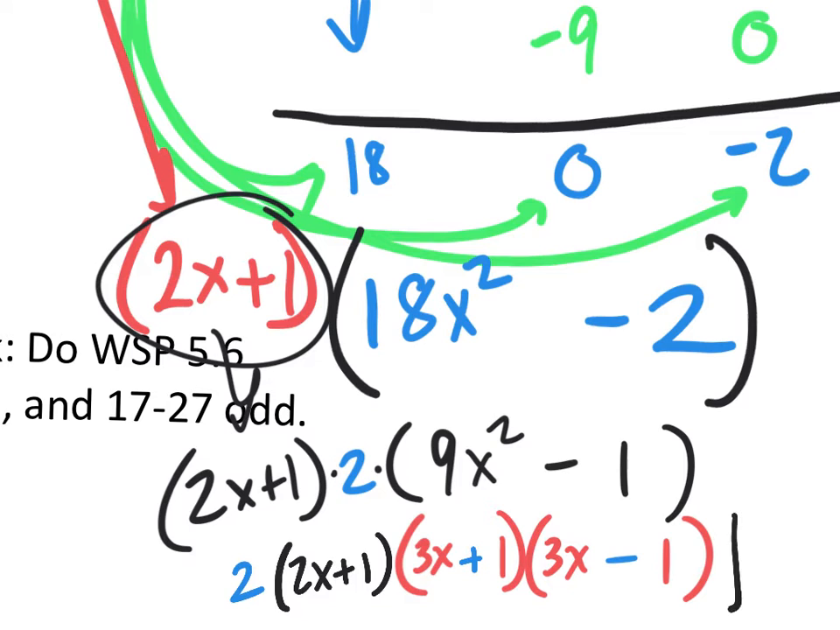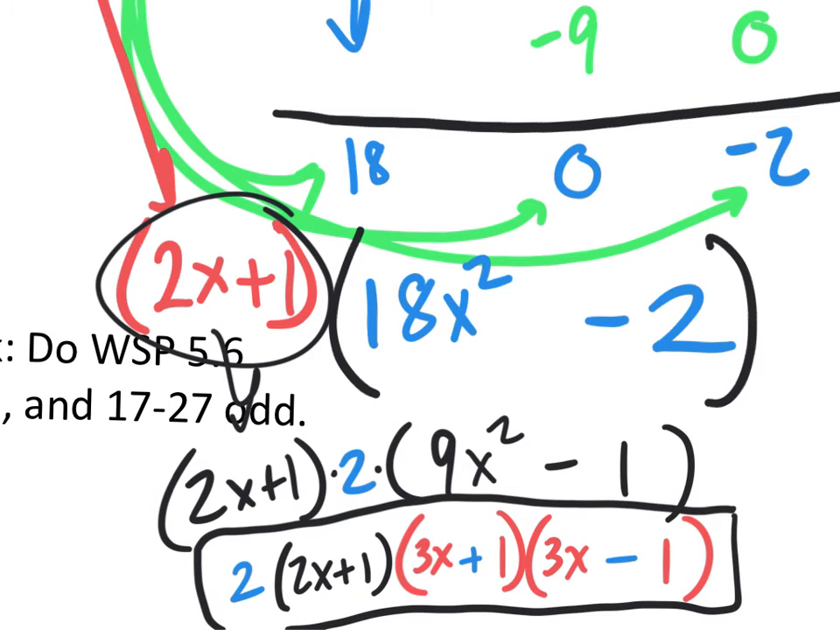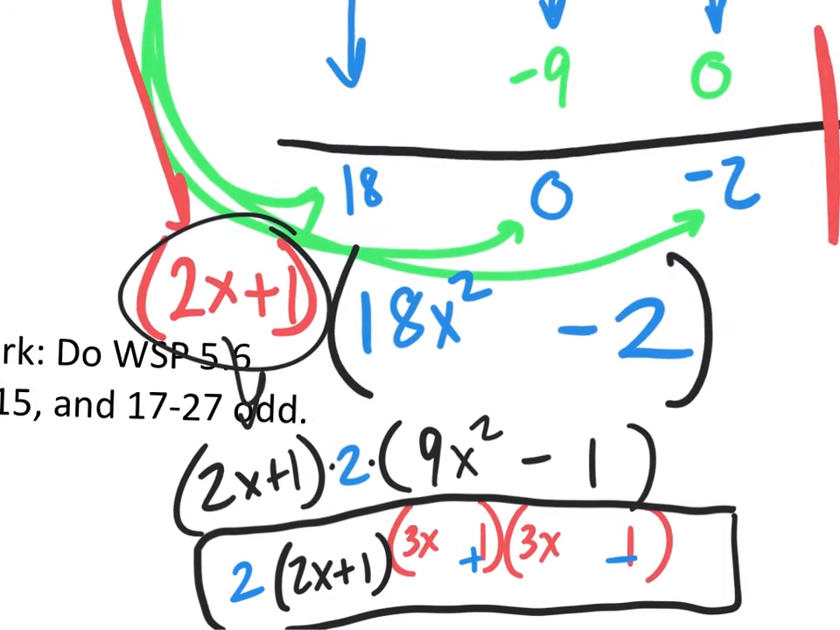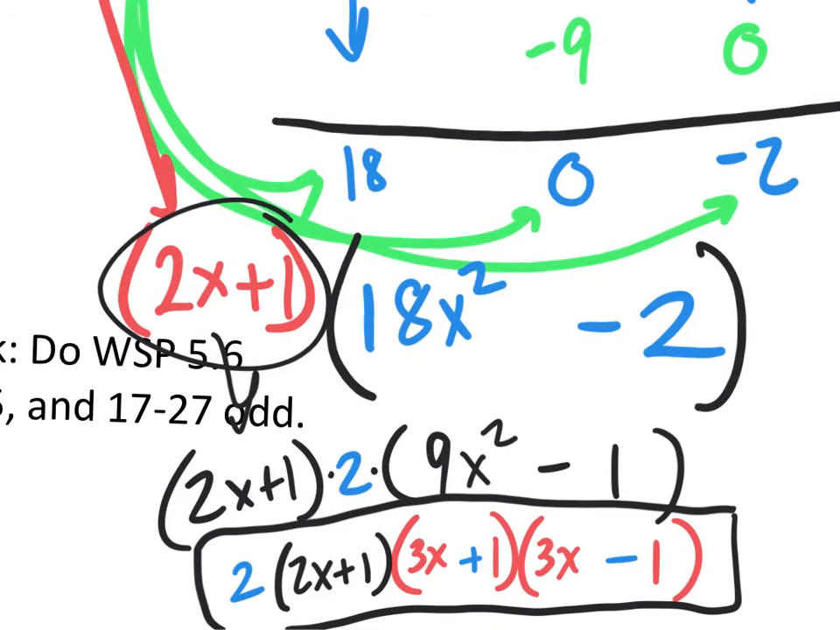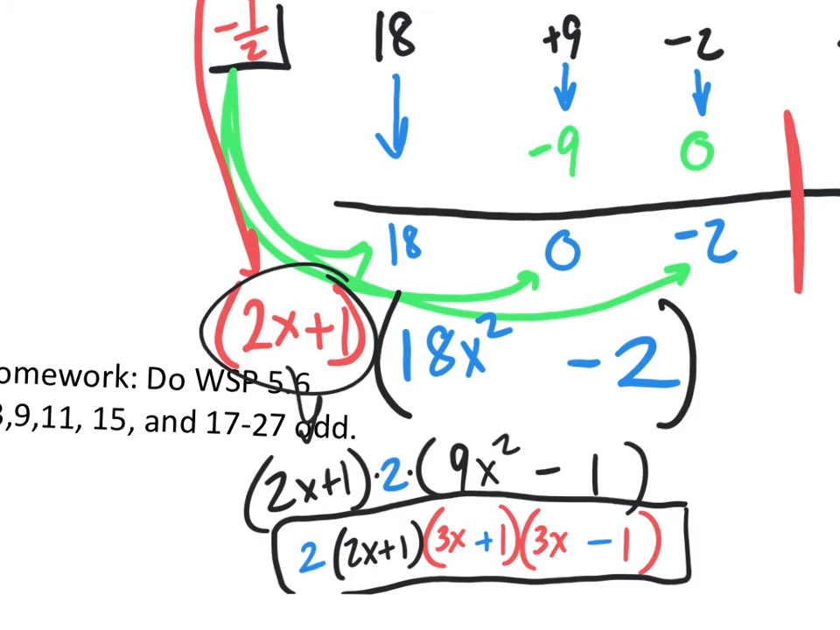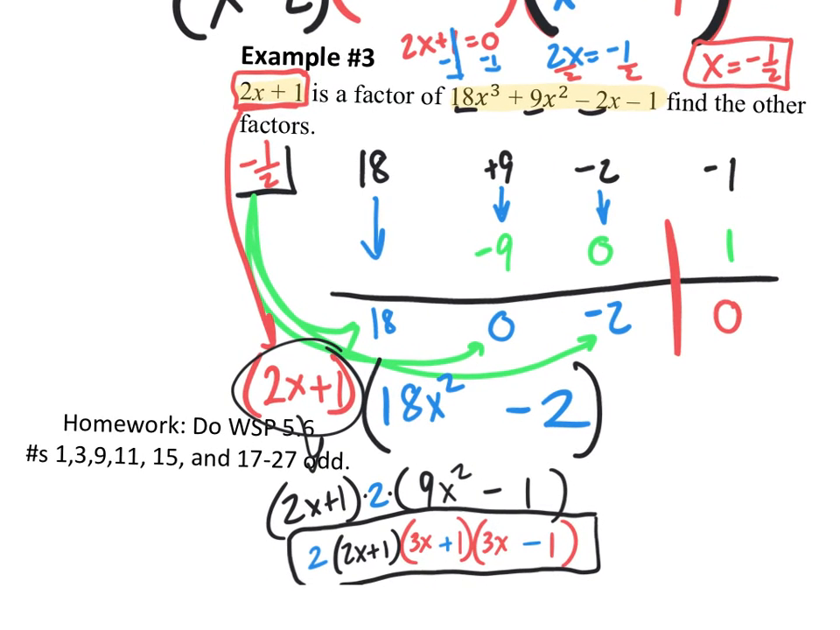So believe it or not, this is the completely factored form of that original, whoops, that didn't work out too well. Hold on a second. That's a completely factored form of that original cubic polynomial, okay? If you were to distribute the 2 and then distribute that and then distribute that and then combine like terms, you would end up with this original cubic polynomial up here, okay?